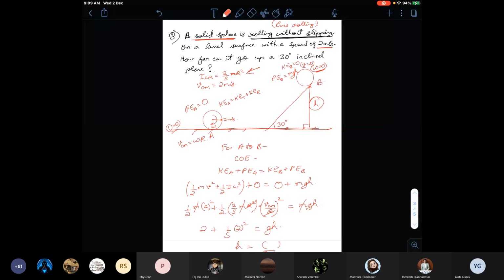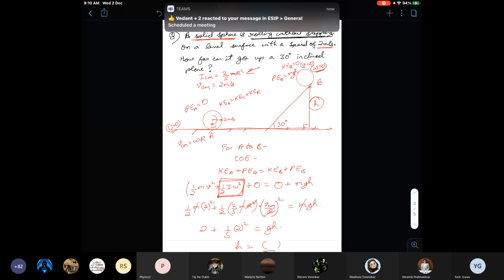So this is how you calculate the moment of inertia and height. This is how you apply conservation of energy in rotational motion. Everything is same. Just this is a new term that has to be added. Only rotational kinetic energy is also introduced in the system. That's it. These kinds of questions will be asked to you in exam, so just be prepared for this.